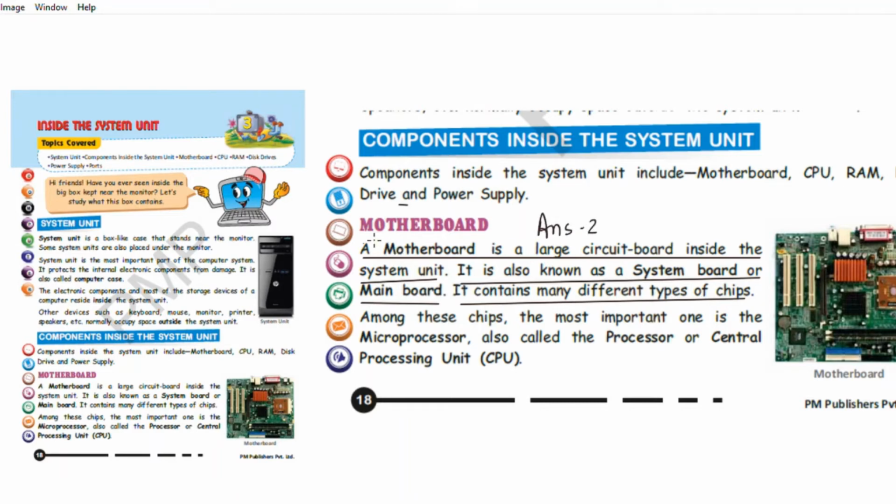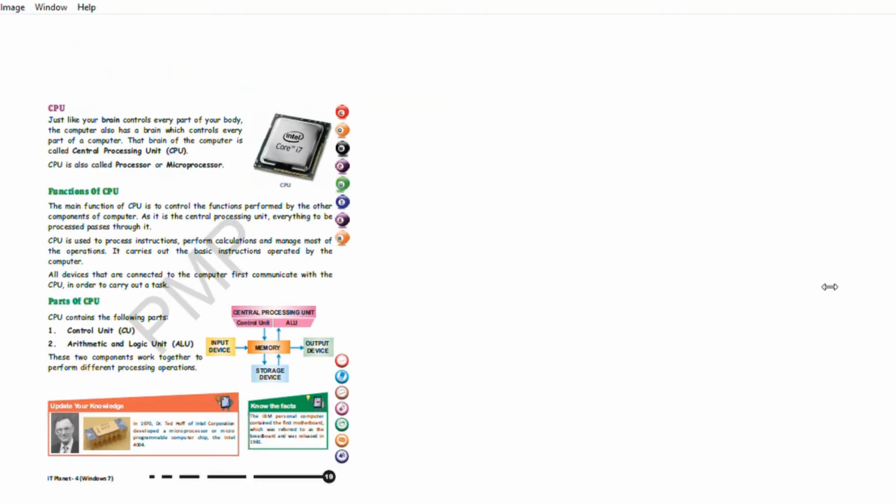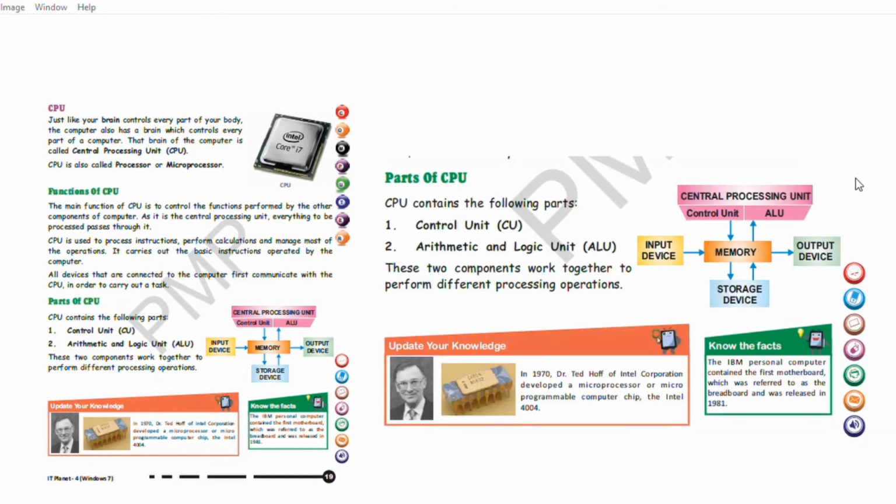A motherboard is a large circuit board inside the system unit. It is also known as a system board or main board. It contains many different types of chips. Question number 3 is, name the two parts of CPU. Children, you will find the answer for this question on page number 19. Mark the answer.